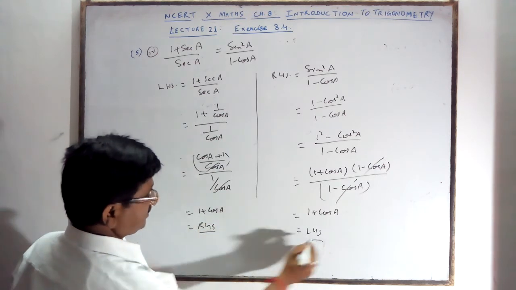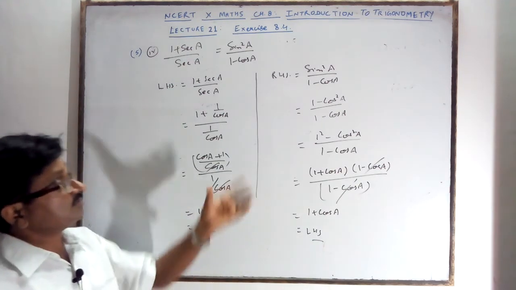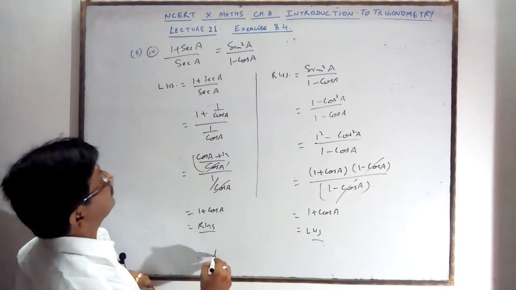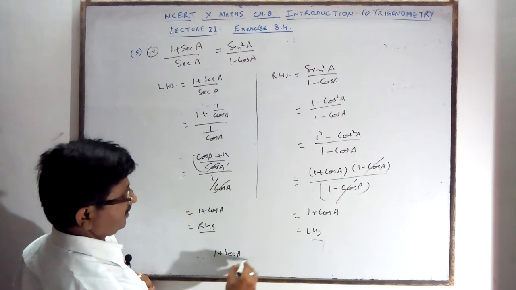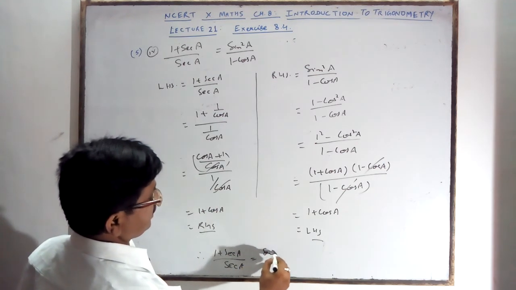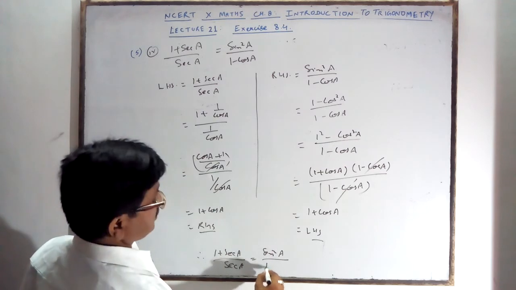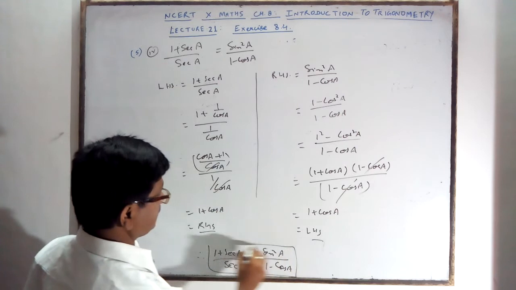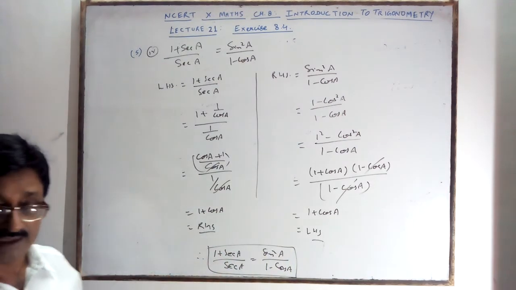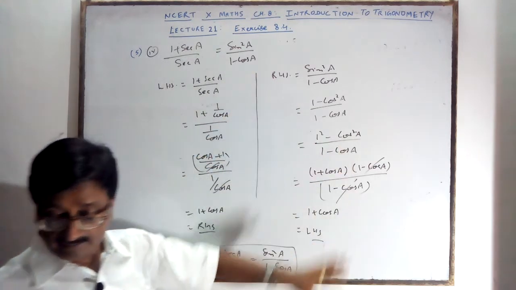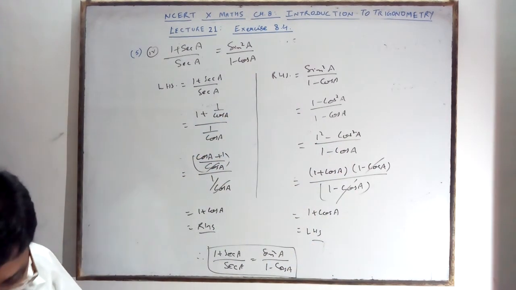So both LHS and RHS are equal. So this is also equal. At last you will write, therefore 1 plus sec A upon sec A is equal to sin square A over 1 minus cos A. At last in all the proof questions you write this, otherwise you will not get the full marks in the board examination. Hence it is proved. So you are seeing this, it is a very simple and easy question.